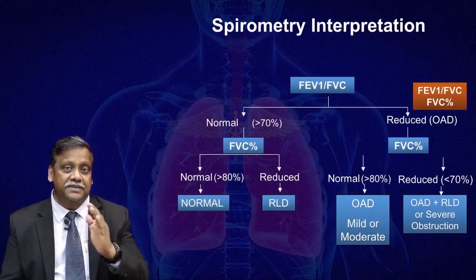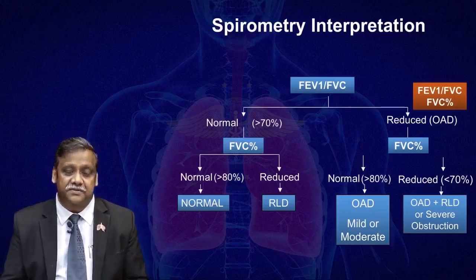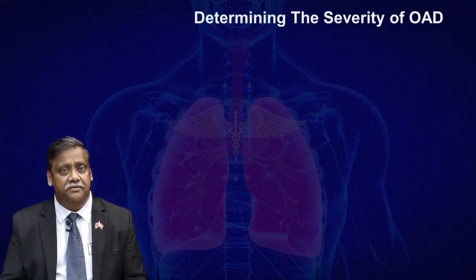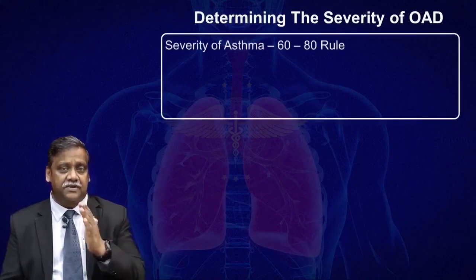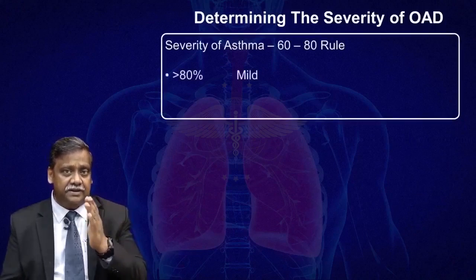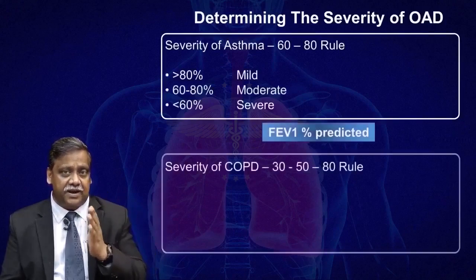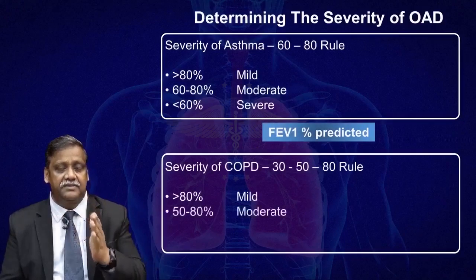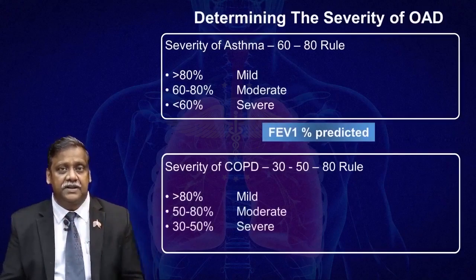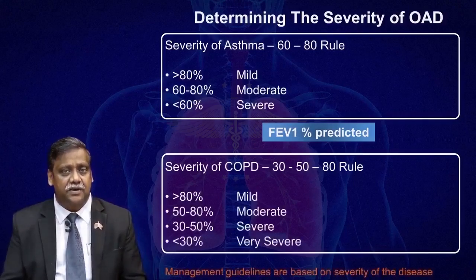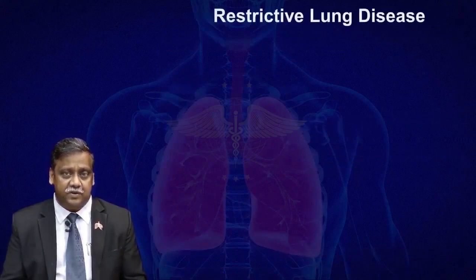And I told you why the FVC value is lower in patients of severe obstructive airway disease. This is the defining criteria for mild, moderate or severe for asthma and for COPD. So, for asthma you have the 60-80 rule: more than 80 mild, 60 to 80 moderate, less than 60 severe. And for COPD you have more than 80 mild, 50 to 80 moderate, 30 to 50 severe, and less than 30 very severe.